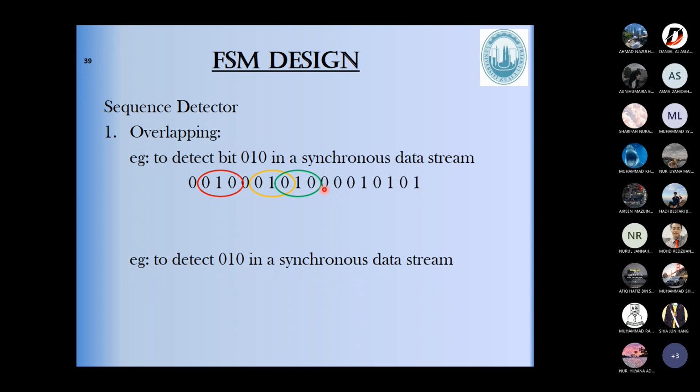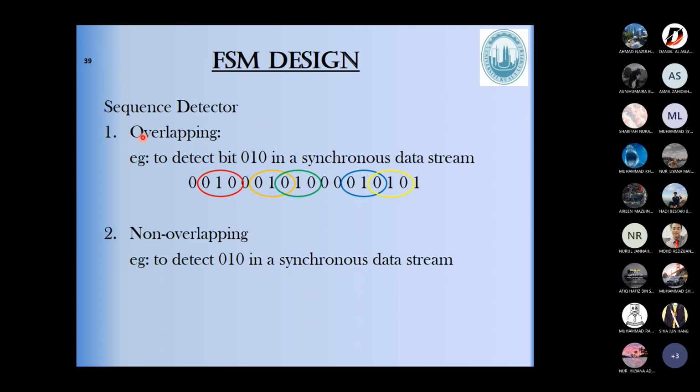Okay, next one saya jumpa dekat sini lah. Okay, so saya colorkan biru. Okay, and then the last one, selepas dia saya jumpa lagi satu, warna yellow. So there are 5 detections of 010 in this data stream. Merah, orange, hijau, biru, kuning. So this is for overlapping punya case.